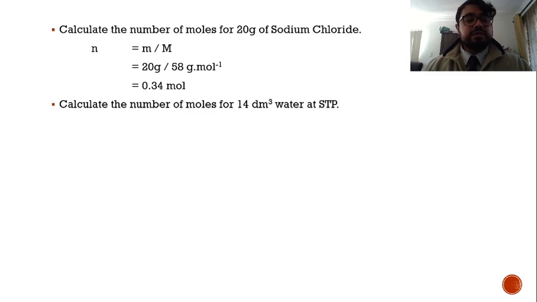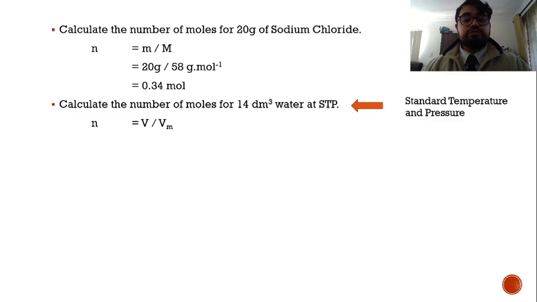Let's look at another example. Calculate the number of moles for 14 decimeter cube of water at STP. Now we're using our volume. So number of moles equals volume over molar volume, and that is 14 decimeter cube over 22.4 decimeter cube per mole, which equals 0.63 moles.